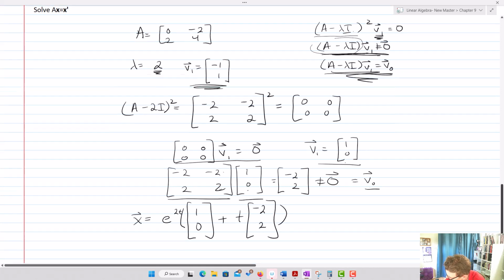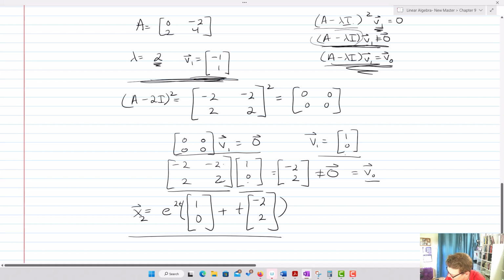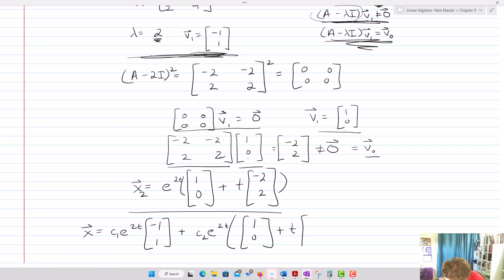And that's my x. Call that my x2. My x1 is this one right here. So this is one solution. My second solution is the one that I got before for my eigenvector. So my overall solution, x, is going to equal c1 e to the 2t times negative 1, 1 plus c2 e to the 2t times 1, 0 plus t times negative 2, 2. And that's our solution.